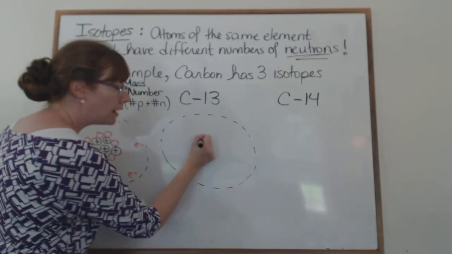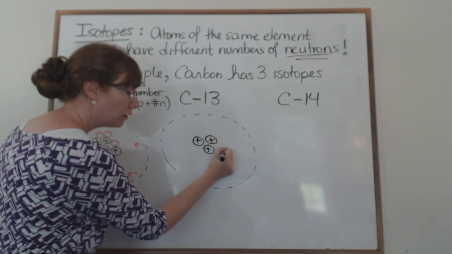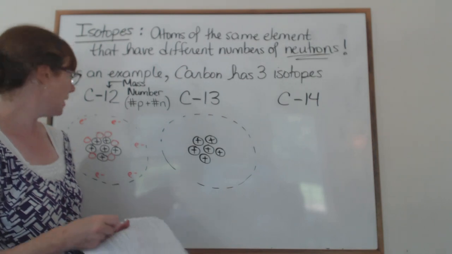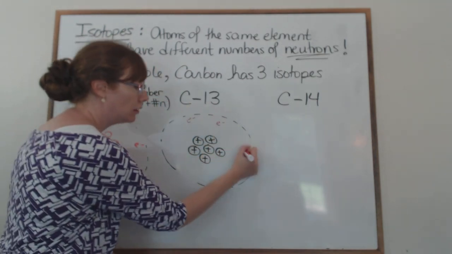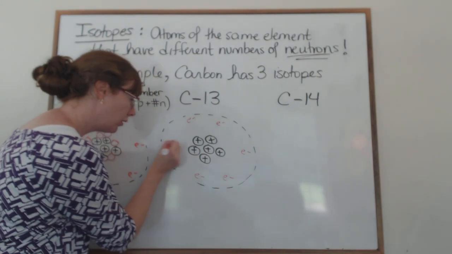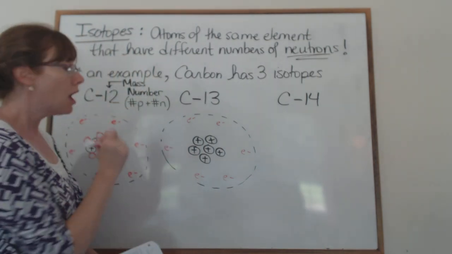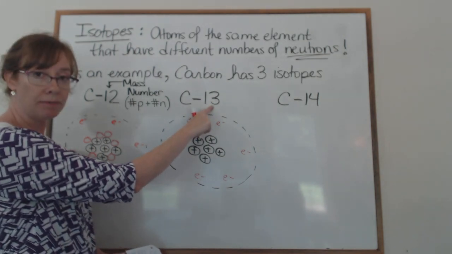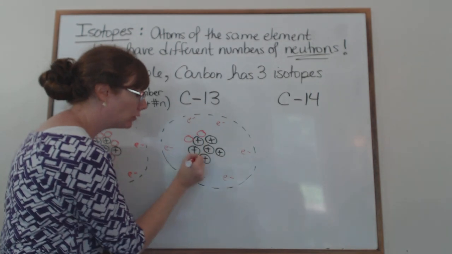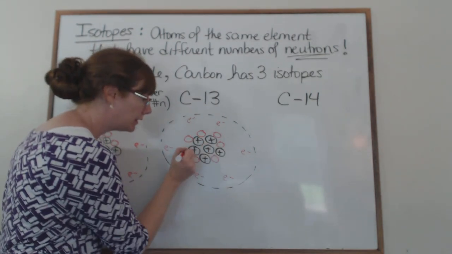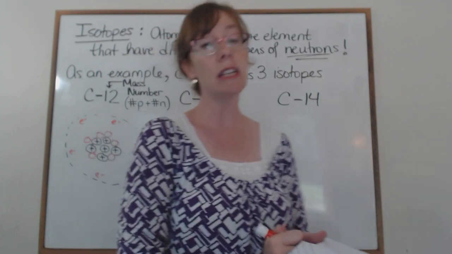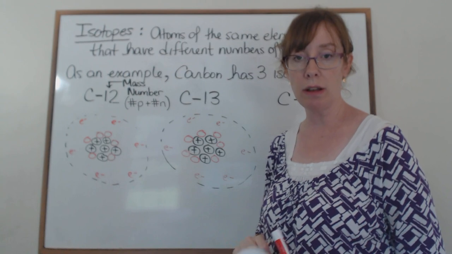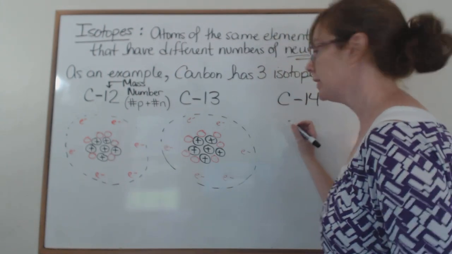Well, they have a lot in common. They both have 6 protons because they're both carbon. They both have 6 electrons because they're both neutral atoms. But this one will have how many neutrons? His mass number is 13, so he will have 7 neutrons in his nucleus. He's actually slightly heavier than that isotope there, the C12. Let's move on to C14.